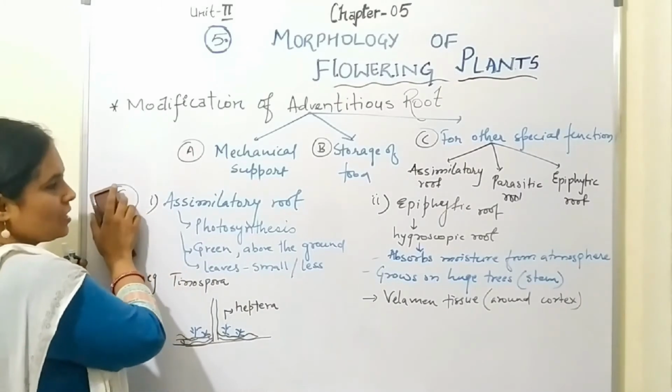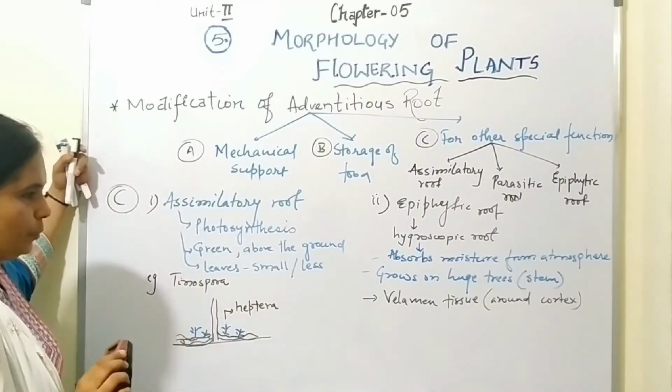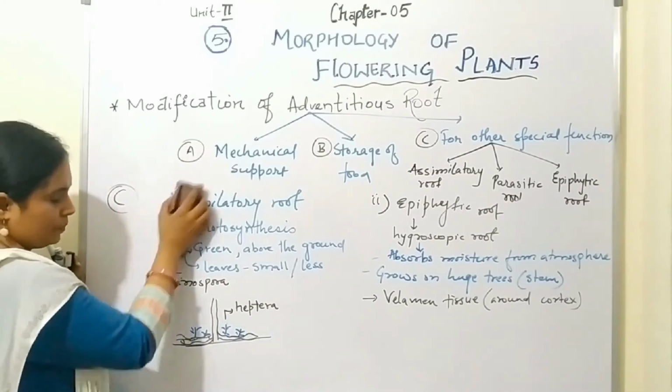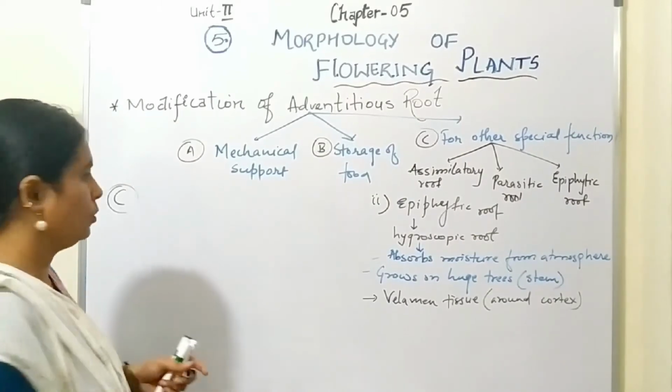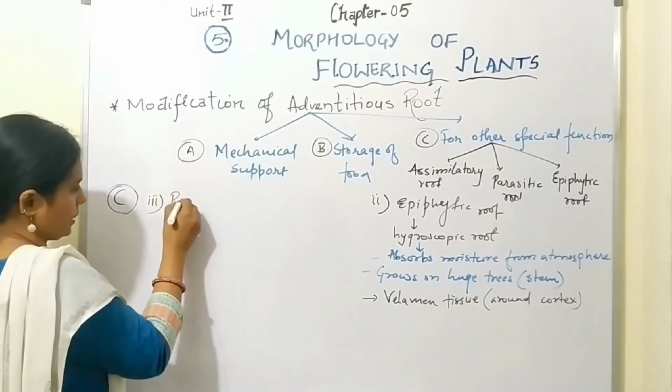Now the last one is the parasitic root. So let's start with the last. So the last category is parasitic.